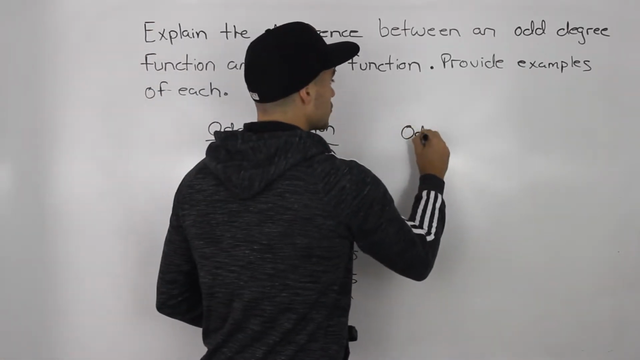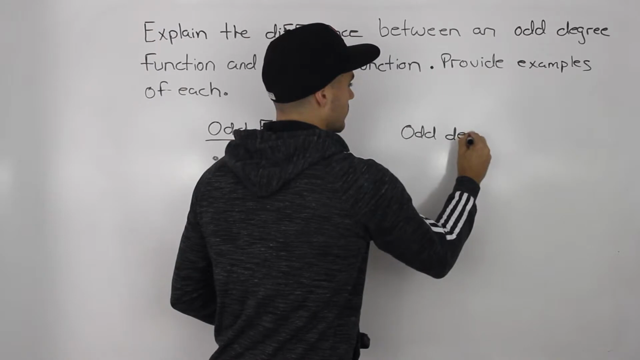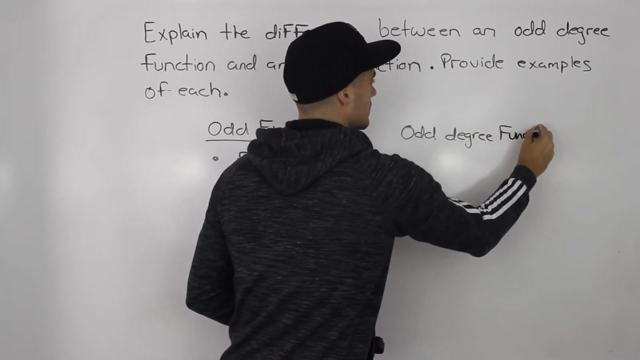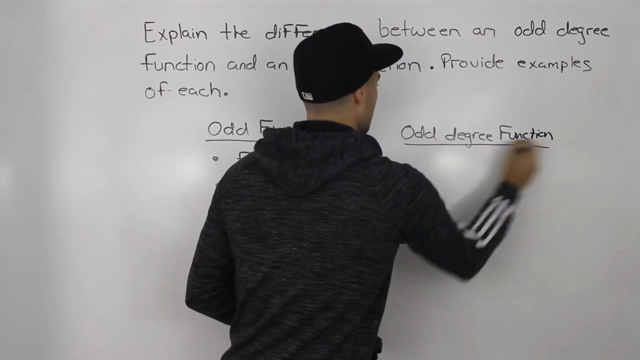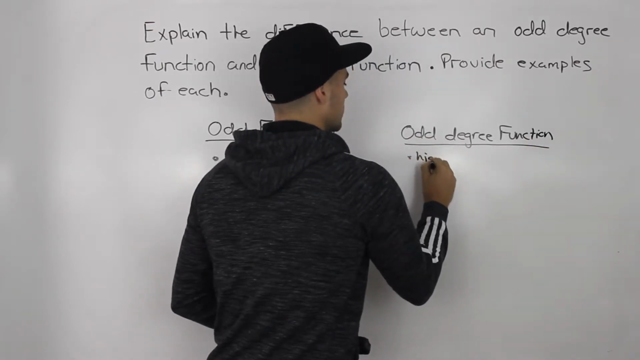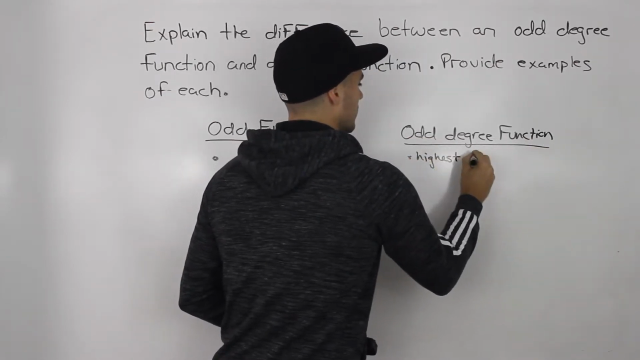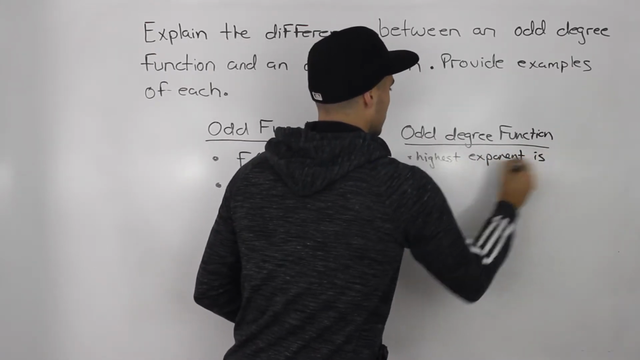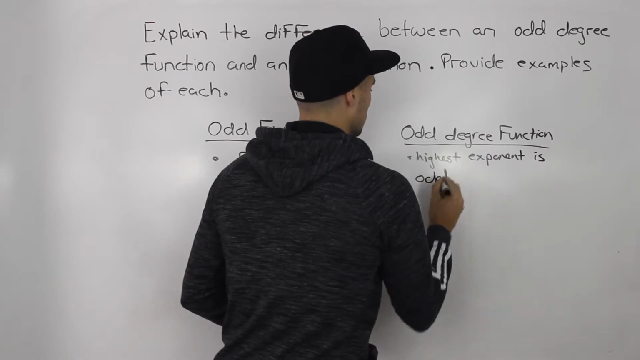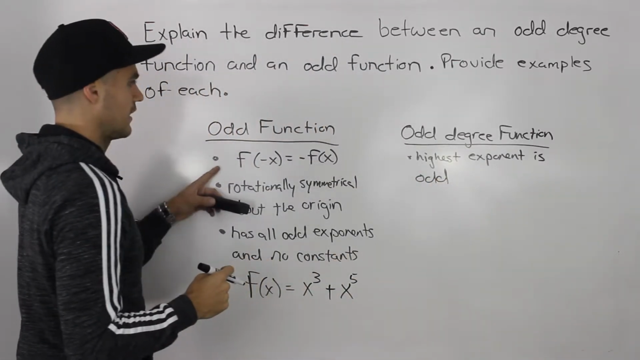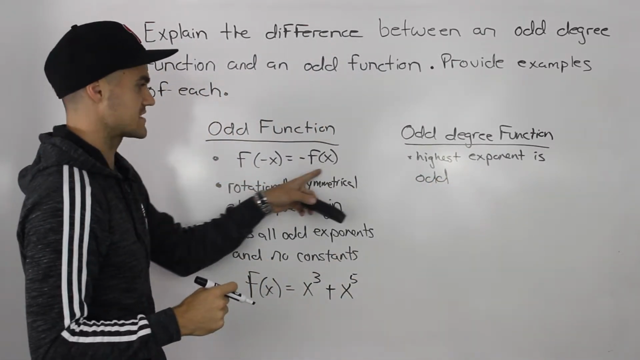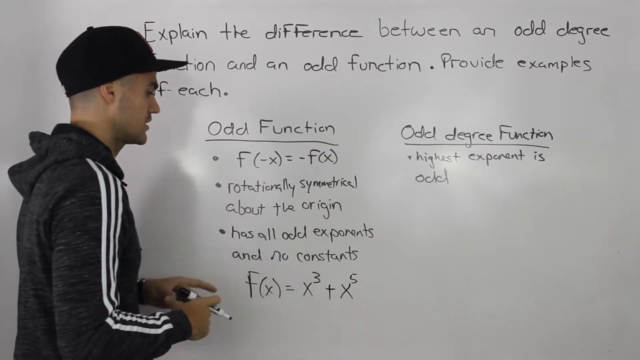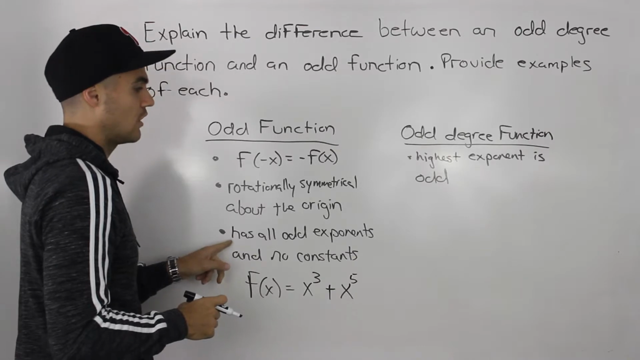Now, an odd degree function, all that means is that the highest exponent is odd. However, unlike an odd function, it doesn't have to satisfy this algebraically. It doesn't have to be rotationally symmetrical about the origin, and it doesn't have to have all odd exponents.